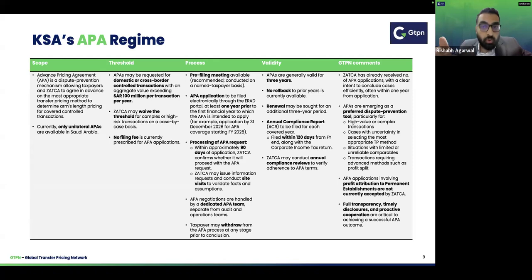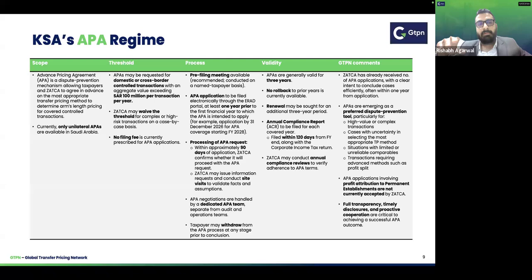It's a dispute prevention tool because it gives you clarity, it gives you tax certainty, and it is globally recognized as one of the best methodologies to obtain tax certainty in terms of a transfer pricing case, right? Two types of APAs that are available. So unilateral. So when we say unilateral, it is an agreement between taxpayer and ZATCA, and then bilateral. So it is an APA between the two tax authorities involved in a particular transaction.